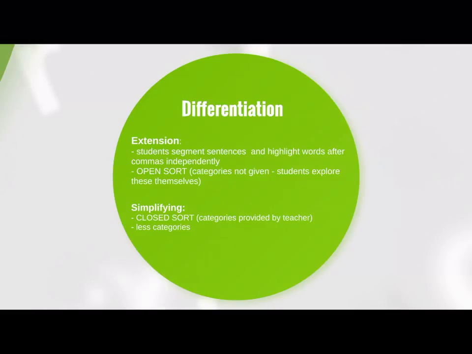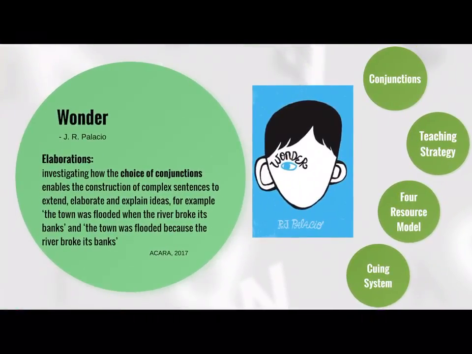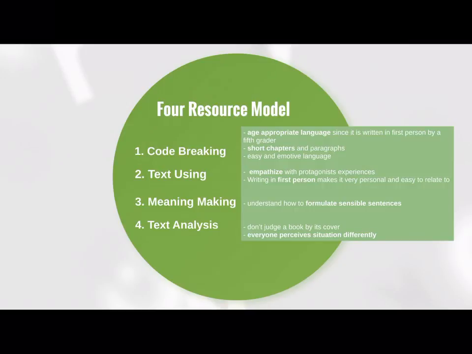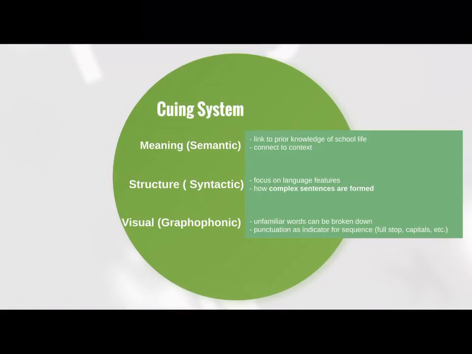When looking at the 4 resource model, the short and simple sentences and paragraphs help the reader in terms of code breaking. This particular teaching strategy of sorting words draws focus on creating grammatically correct and sensible sentences, which in turn then helps the reader when making meaning. The cueing system that students would most heavily rely on during this learning segment would be syntactic. The focus would be on specific language features of conjunctions and how these are used.